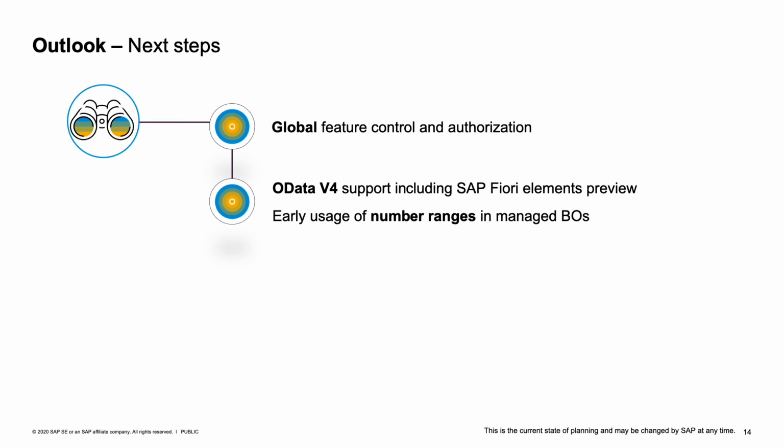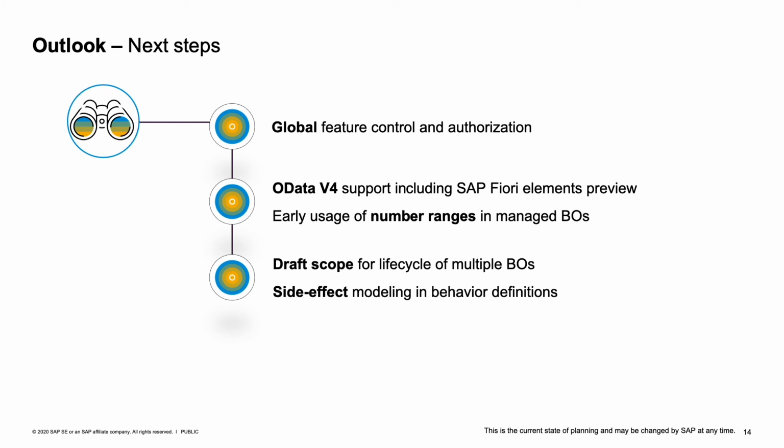So therefore we can use global feature control and authorization to forbid that. OData v4 is just in progress. So we already saw the Fiori Elements preview as a lab preview, and the OData v4 support with the new Fiori Elements end-to-end programming model will be soon available. As soon as we also support the number ranges in managed business objects, then the create can be extended to draw the numbers here as well.